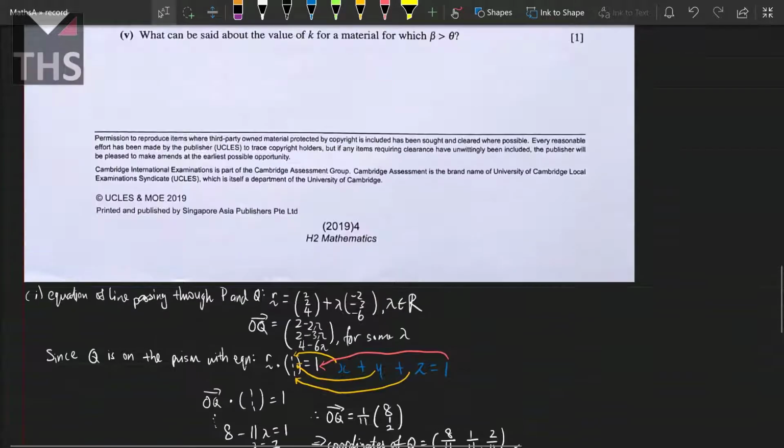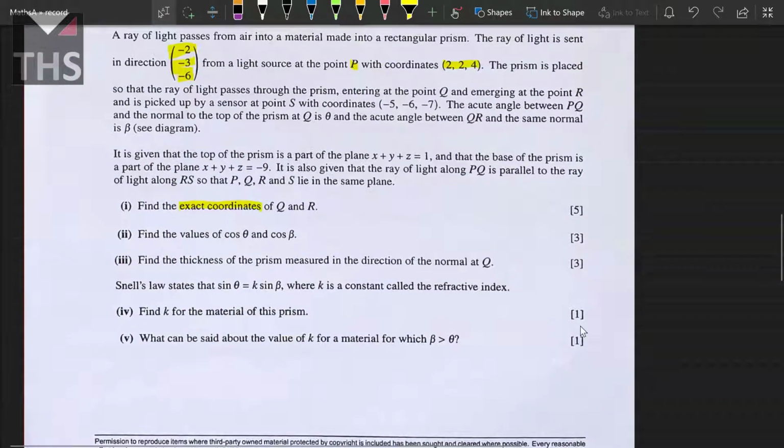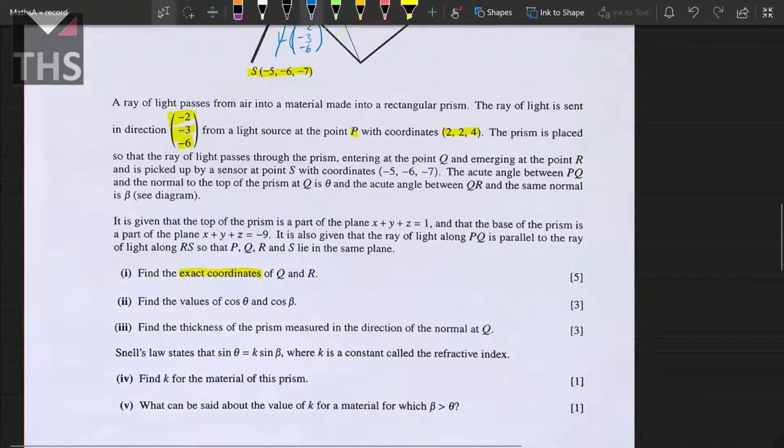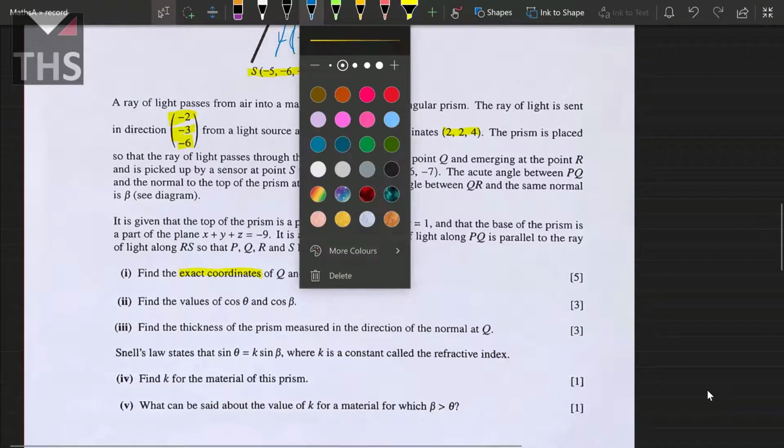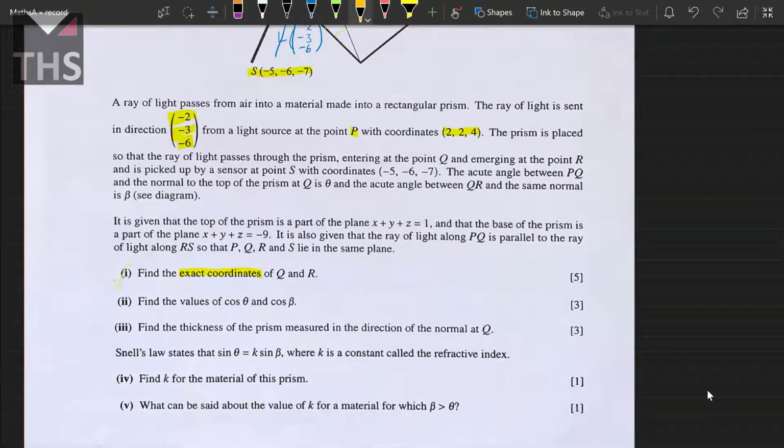All right, so this one, 5 marks, we are done. See, that wasn't too hard, right? It took a while because I was explaining this at the same time as trying to write it out. So this is done.